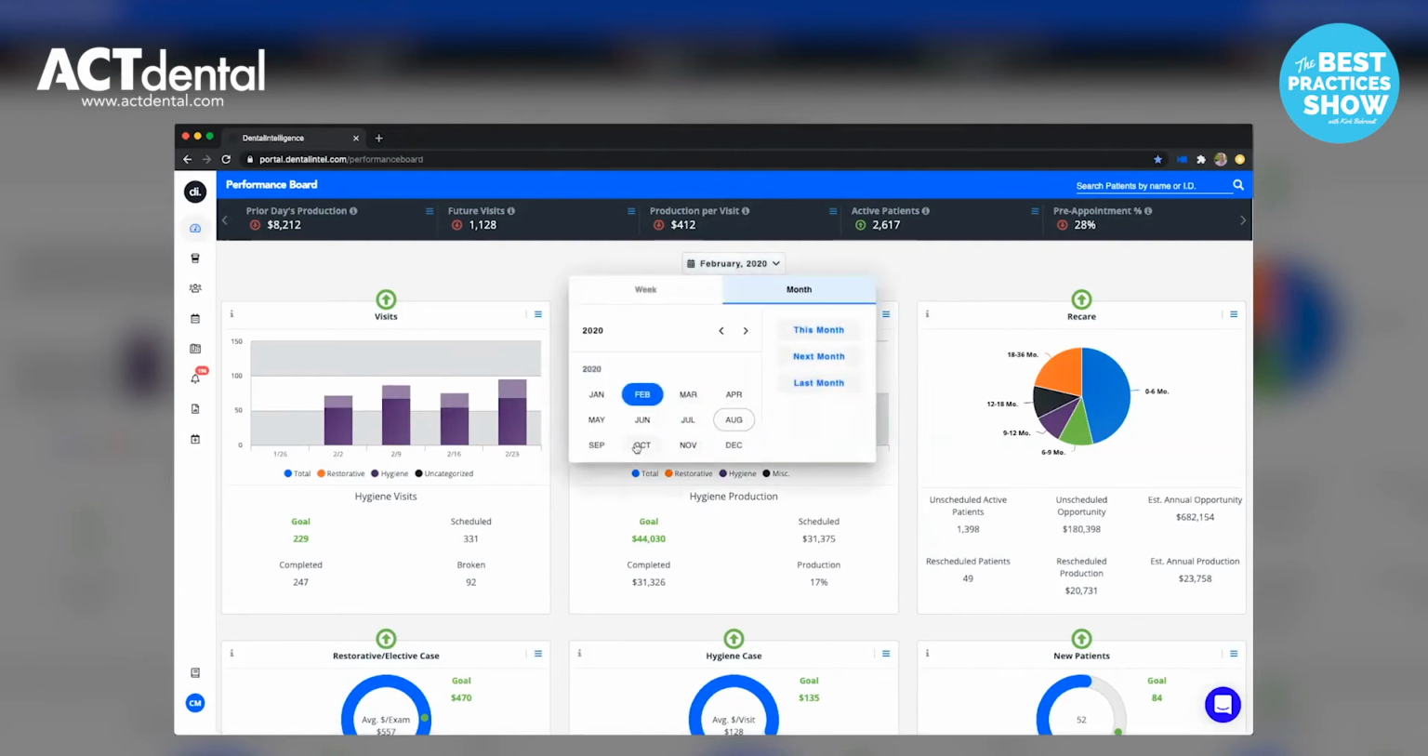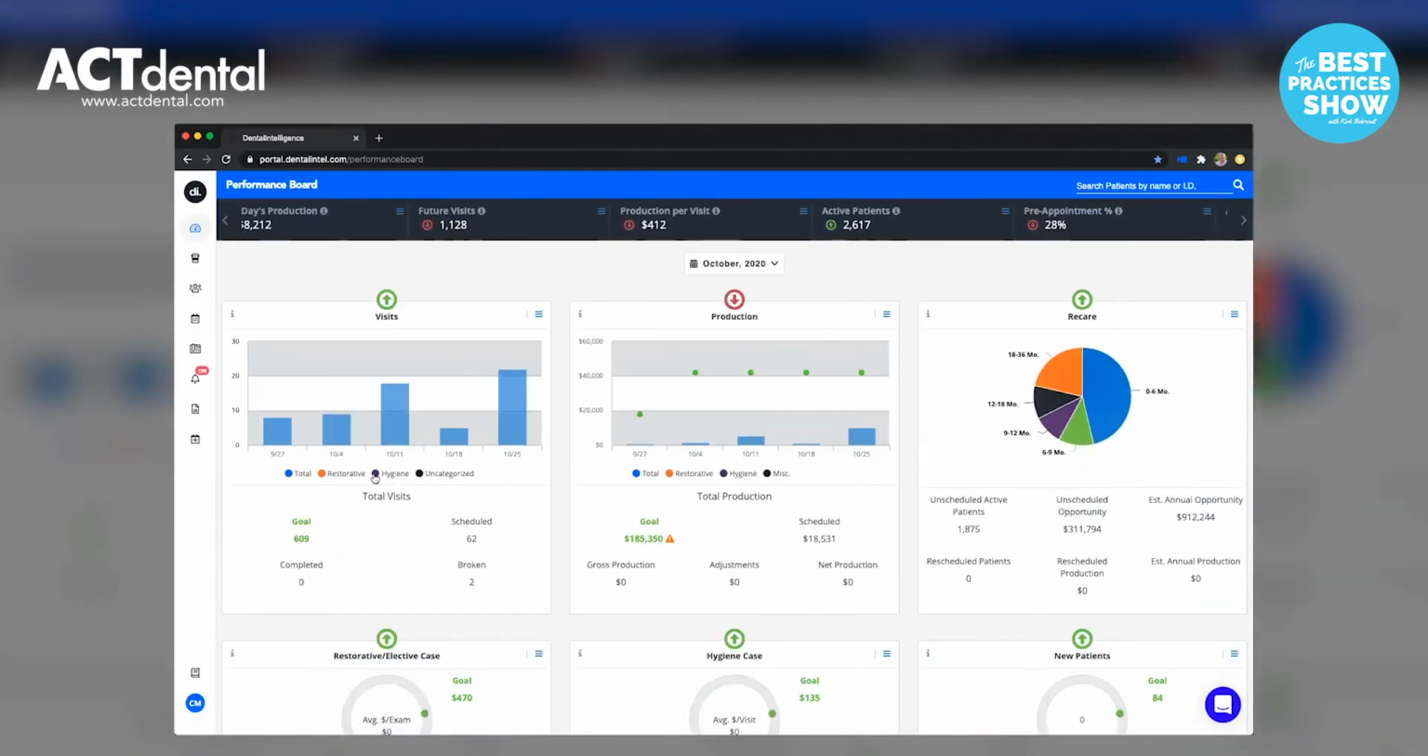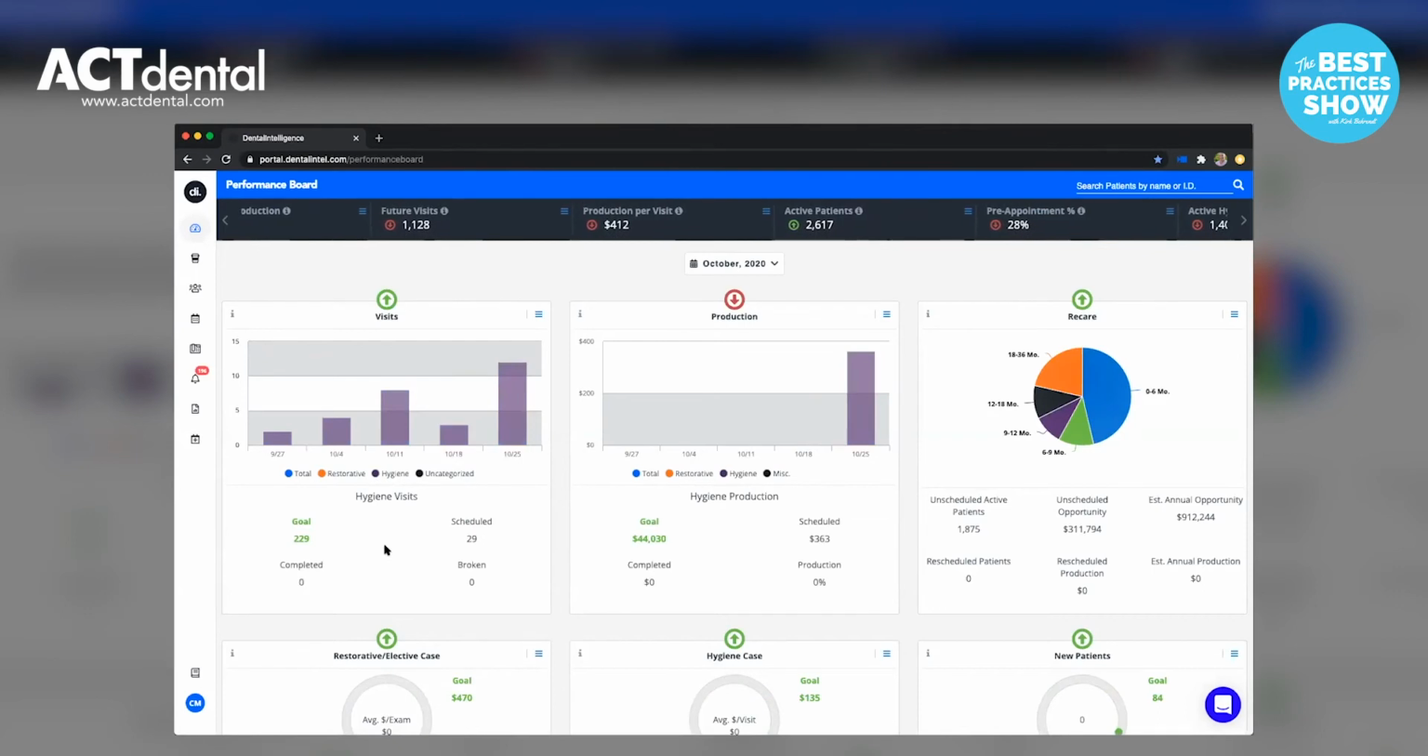Let's now look at October. Remember, because of COVID, they were shut down. We want to see what their schedule. Yes, this is normal. This is common. Unfortunately, it's super sad. They need to be at 300 plus. Where are they at right now? Very low. You're looking 29.